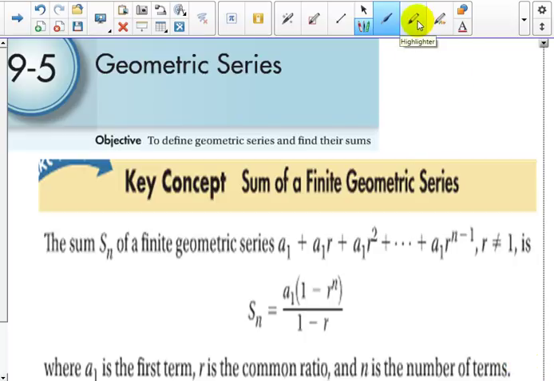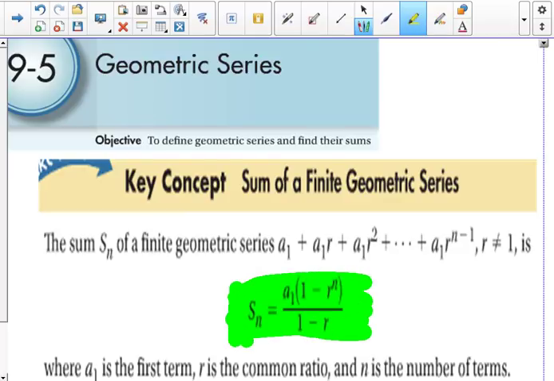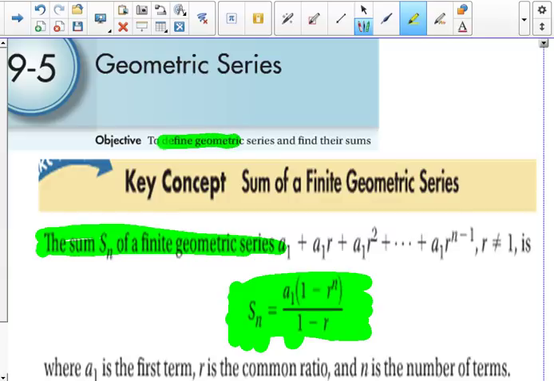So this is what you need to know. Okay, that's our important thing here. And this is the sum of a finite geometric series. So first we're going to learn how to define them and then define their sums. Okay?